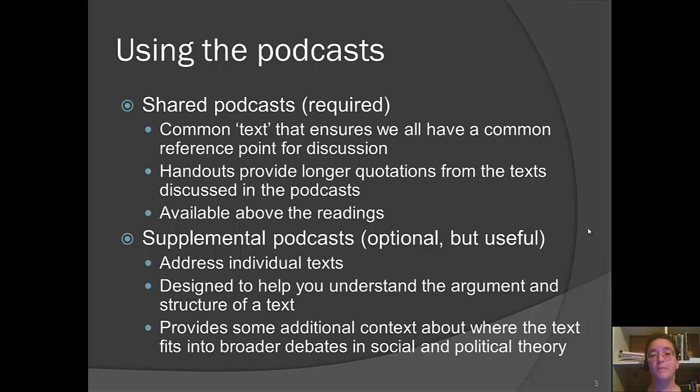Then there are a bunch of supplemental podcasts. These are optional. You do not have to watch them, but you'll probably find them useful, particularly if you're new to this kind of material, or if you've picked a text where you're a little bit unsure whether you've quite got it, whether you've quite understood it. The supplemental podcasts are about individual texts, whereas the shared podcasts are usually going to be about general themes and lots of texts, although we do have a shared podcast on Kant this week. The supplemental podcasts are designed to help you understand the argument and the structure of the text.